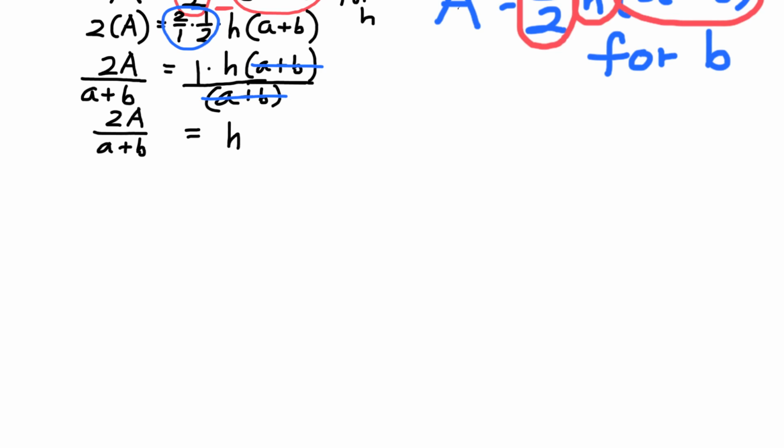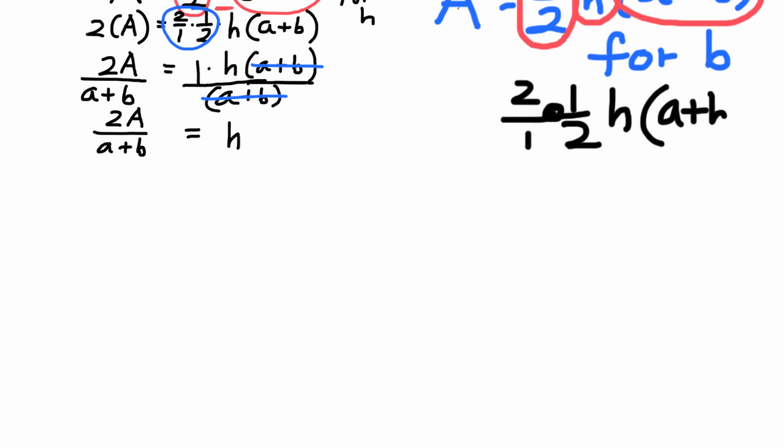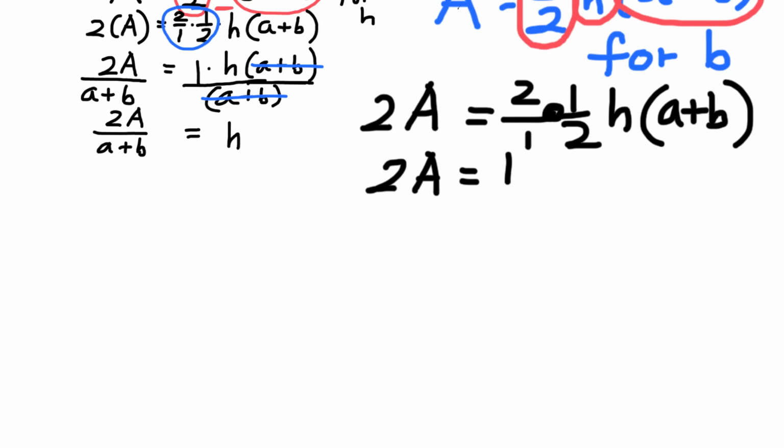Let's do 1/2 first. So we'll go 2 over 1 times 1/2, and that's going to be h times a plus b, and that's going to equal 2 times a. Remember from last time. Okay, so we get 2a equals h, because 2 over 1 times 1 over 2 equals 1, and 1 times h is h, so we'll just leave it as h times a plus b.